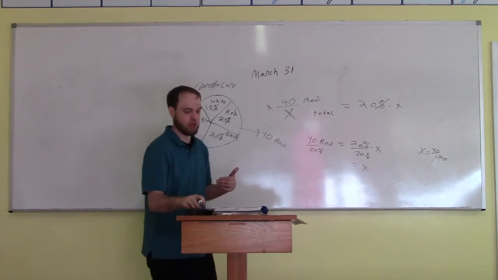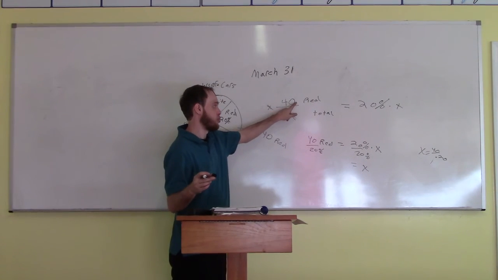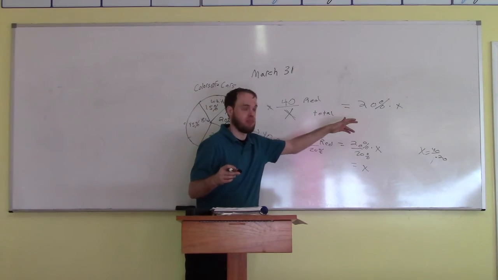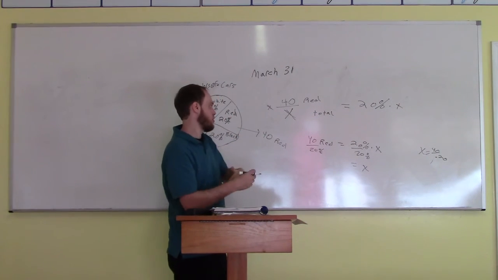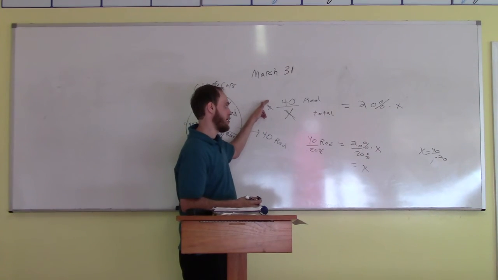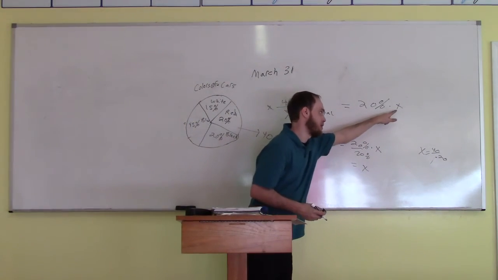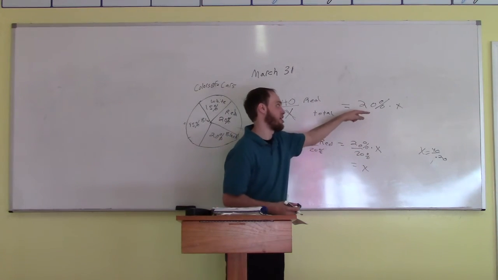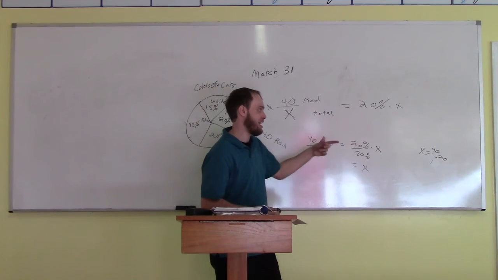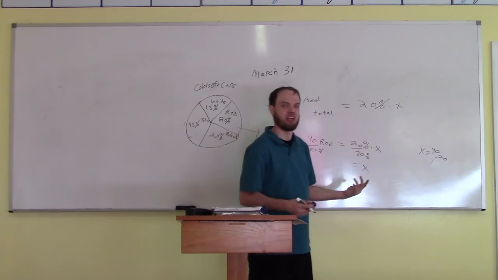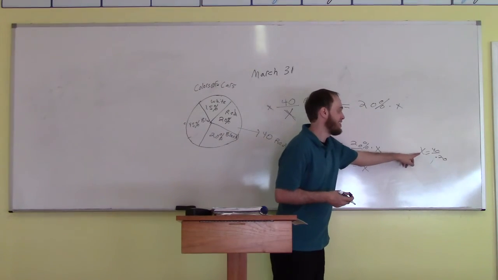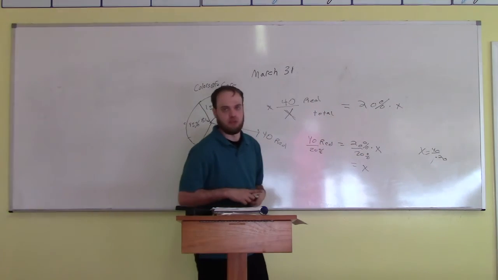So walking back through it, you just set it up: 40 red over the total, which we don't know, equals the percent. And then the algebra: we have to get rid of the X down here, so we multiply by X, it cancels, and then we want to get X by itself, so I have to divide by 20%. So my X would equal 40 divided by 20%, changed to a decimal, 0.20. That's all we're going to have to do.